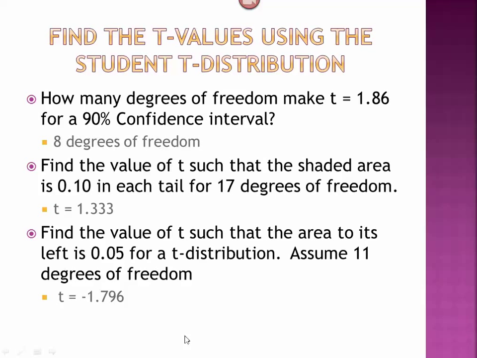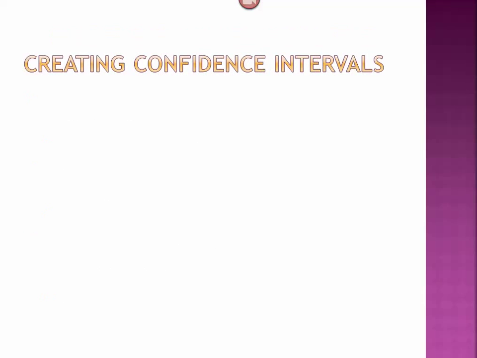Now, of course, we're taking the negative of that because we're assuming 5% in one tail to the left. So that would necessitate that we're to the left of 0, and we're looking at that left tail having 5% in it. So do be aware of what side you're on in terms of the t curve.